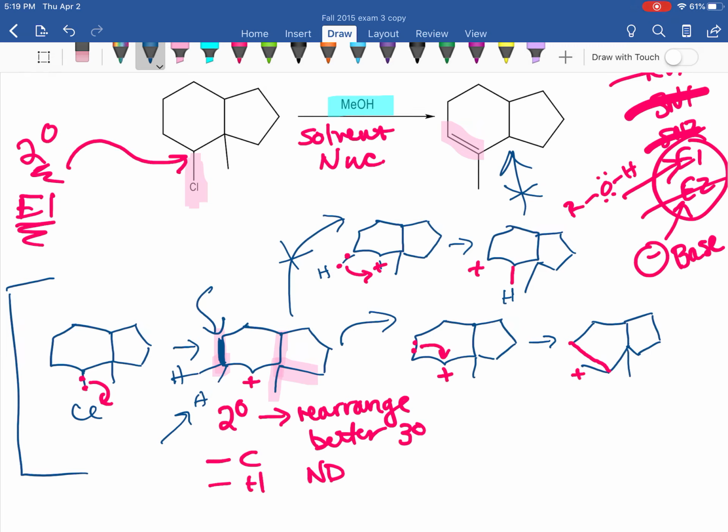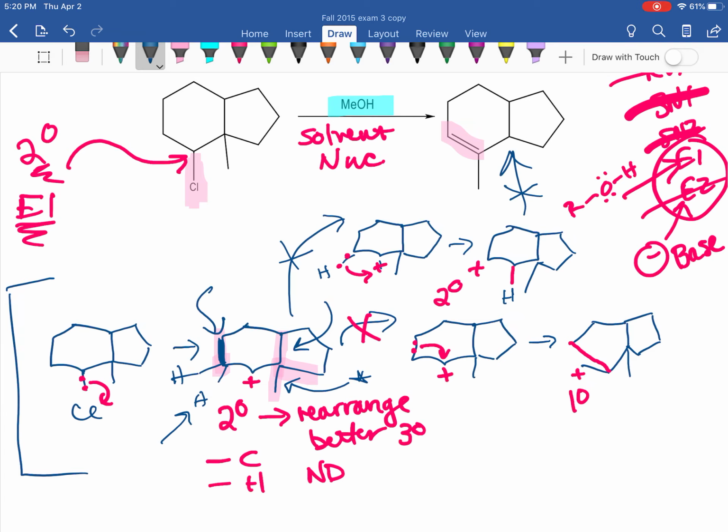Well, remember our rule. We have to make something better. So right here, we made another secondary, not better. Right here, we just made a primary, way not better. That's not going to happen. So it looks like we're going to need to focus on this side of the molecule. And let's move some of these bonds.